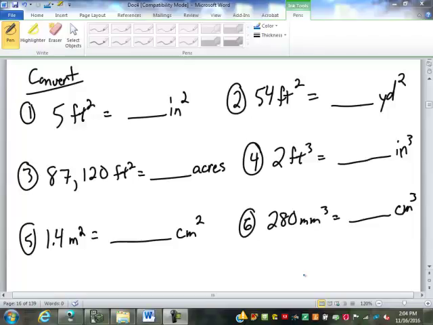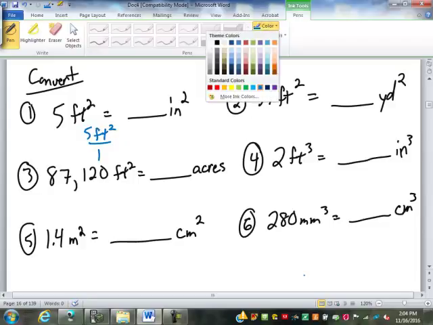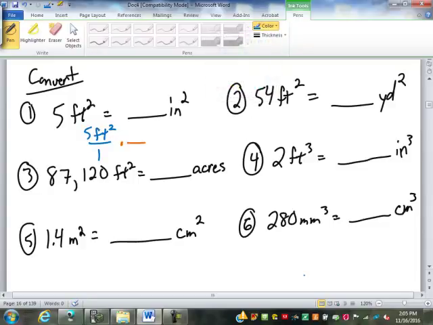So our first example, you've got 5 square feet going into square inches. Now the thing you have to remember, being squared units and cubed units, the conversion factors change. So 5 square feet, you put it over 1. We're going from square feet into square inches. 1 square foot is how many square inches? Does anybody remember?